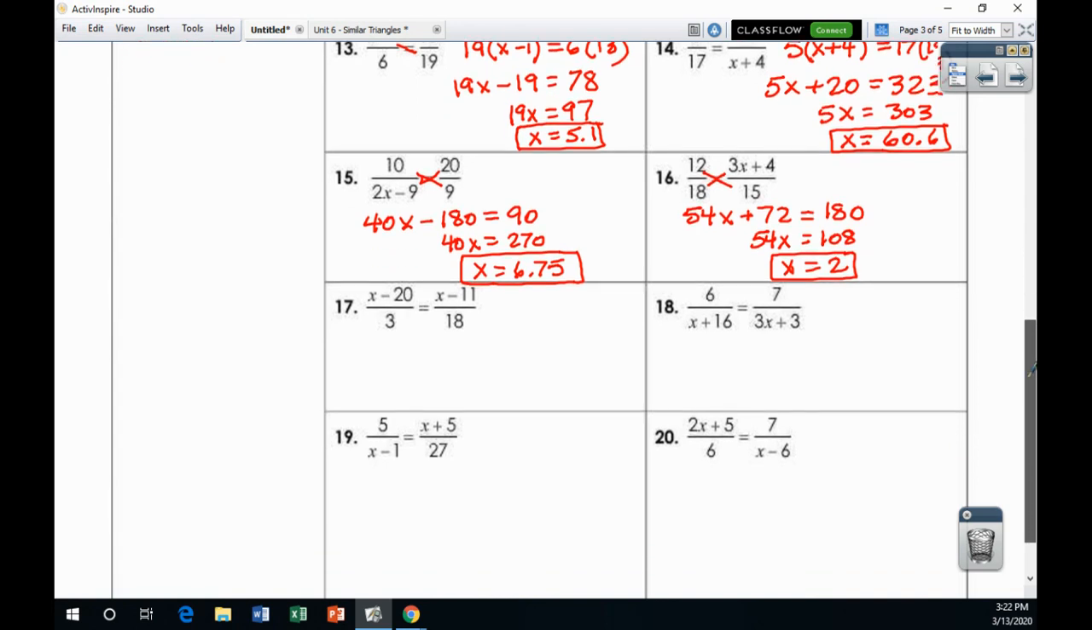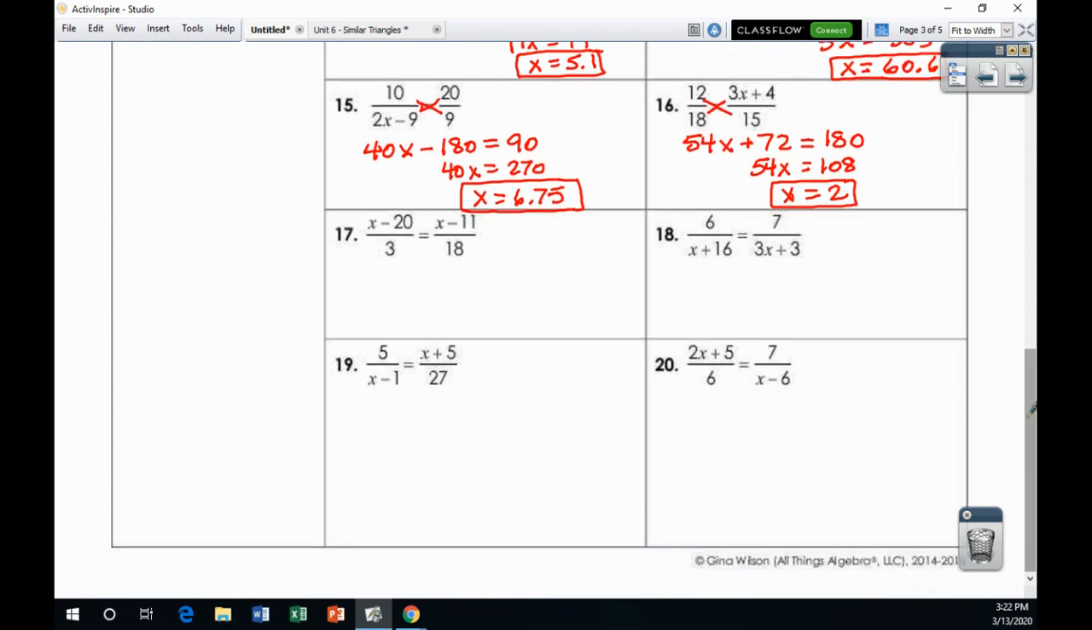All right, so then we get down to these types. 17 and 18 have binomials on both sides. 19 and 20 are going to be slightly different from those. So let's take a look at these two. All right, so we're going to cross multiply both directions. So that means we've got to distribute 3 into the binomial on the right, and we've got to distribute 18 into this binomial on the left. So let's do that one first.